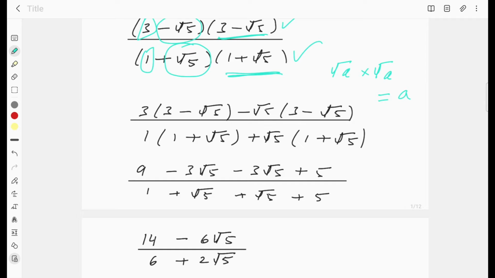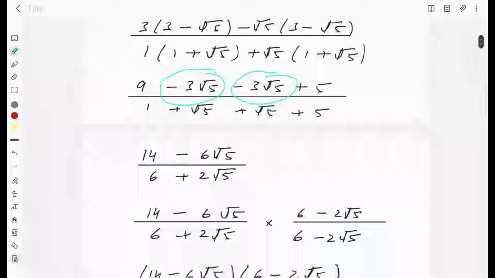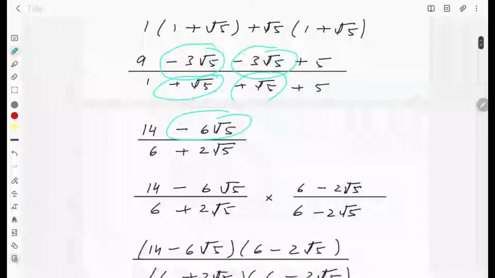Now, I want to point out that these two terms are like terms because both have under root 5 as coefficient. If you simplify minus 3 under root 5 and minus 3 under root 5, you will get minus 6 under root 5, and 9 plus 5 is 14. Likewise, in the denominator, plus under root 5 and plus under root 5 will become 2 under root 5, and 1 plus 5 becomes 6.